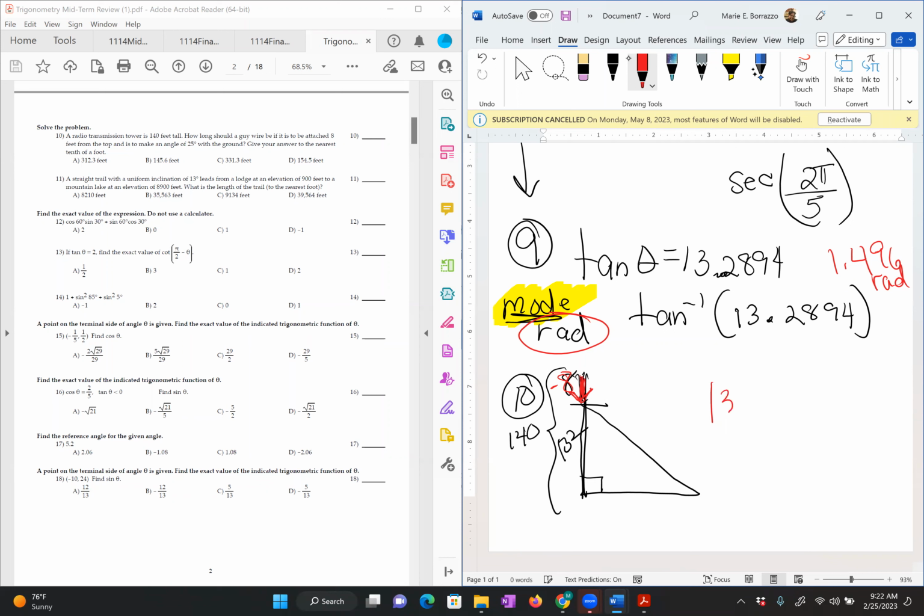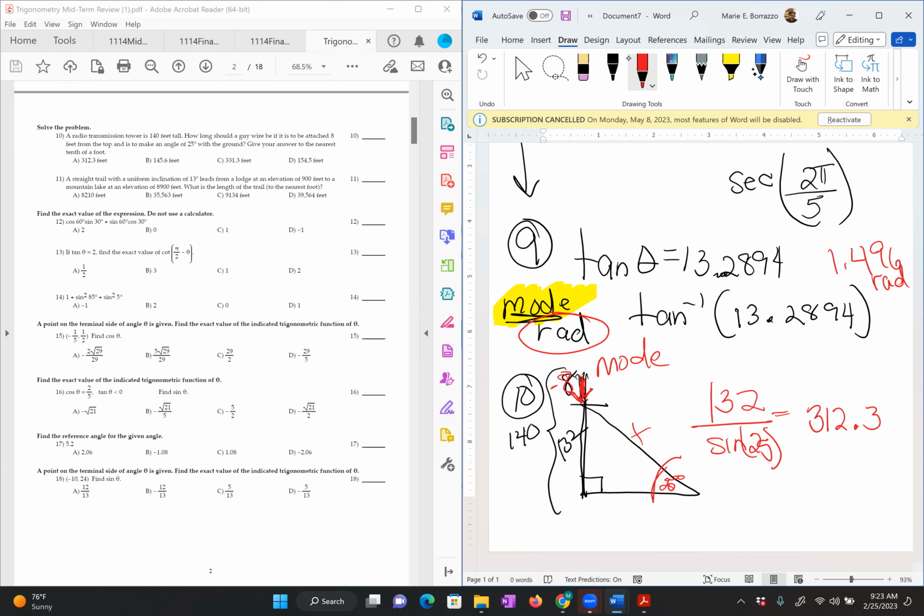So if this is 132, and we're looking for X, we're looking at this angle here. This is 25 degrees. So if I do sine of 25 degrees, I'm going to go 132 over X. So X equals 132 over sine 25 degrees. And in this case, you have to go back to degree mode. So your mode is, once yet again, a key. And you should get 312.34.